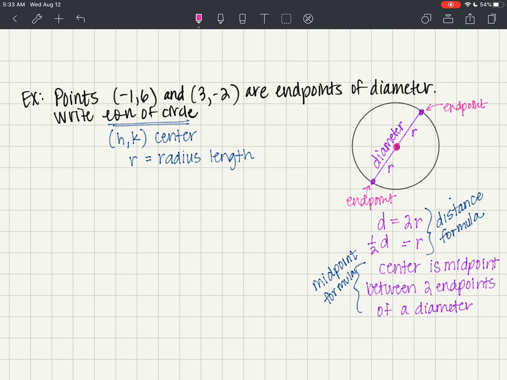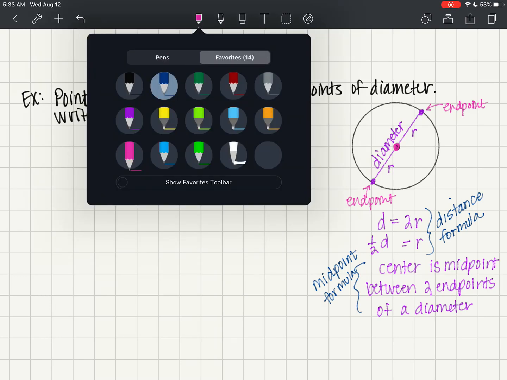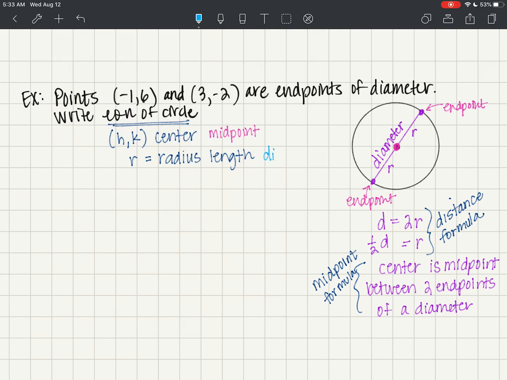So the center will be halfway between, so we're going to use the midpoint formula for that, and then the radius length, we can use the distance formula. So let's make that pretty blue. We'll use distance for that one. So let's get started. Let's start with the center.